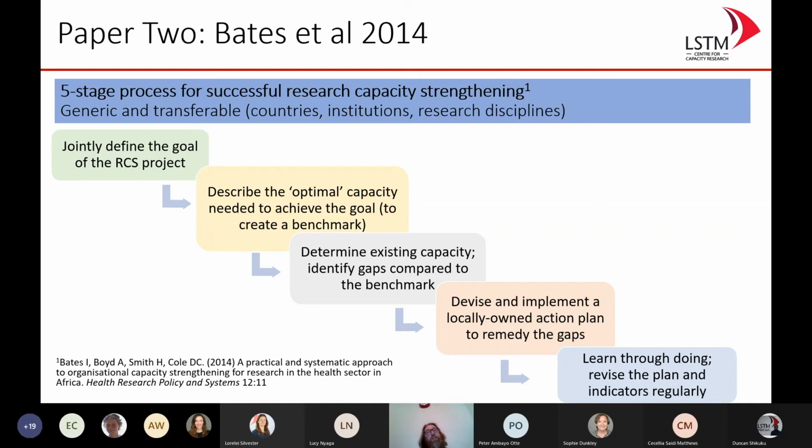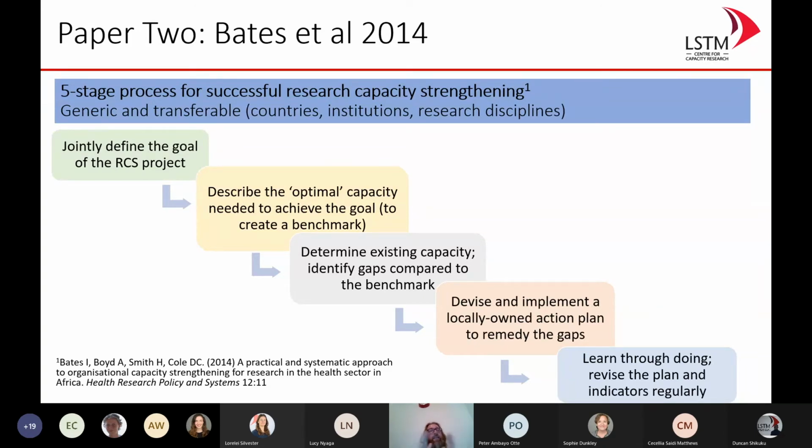The first is to ensure that across all of your project partners, you have jointly defined the goal of your research capacity strengthening project. And we often, quite surprisingly, find this doesn't happen as much as you might think it does. So there might be a goal, but it's not well defined. It remains broad and somewhat vague, and different partners are interpreting it in different ways. So really hammering down and defining the specific goal of your project collaboratively is important.